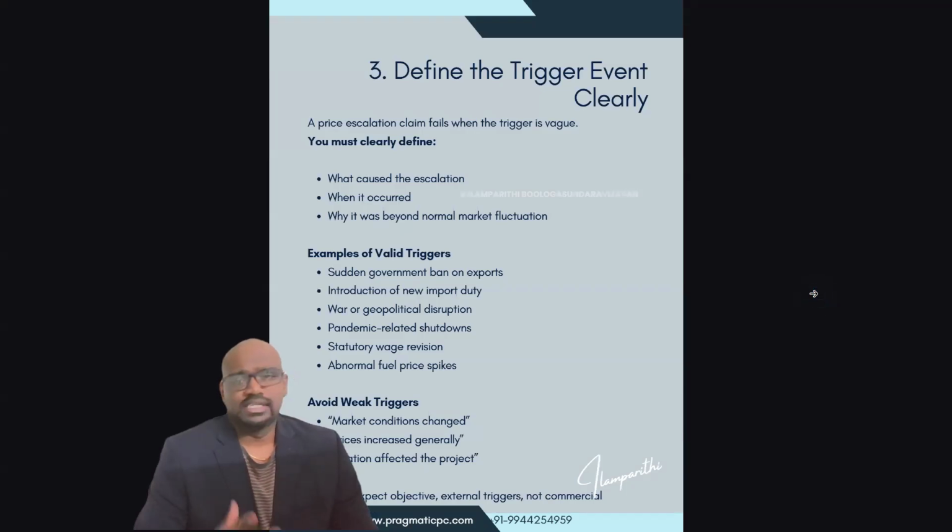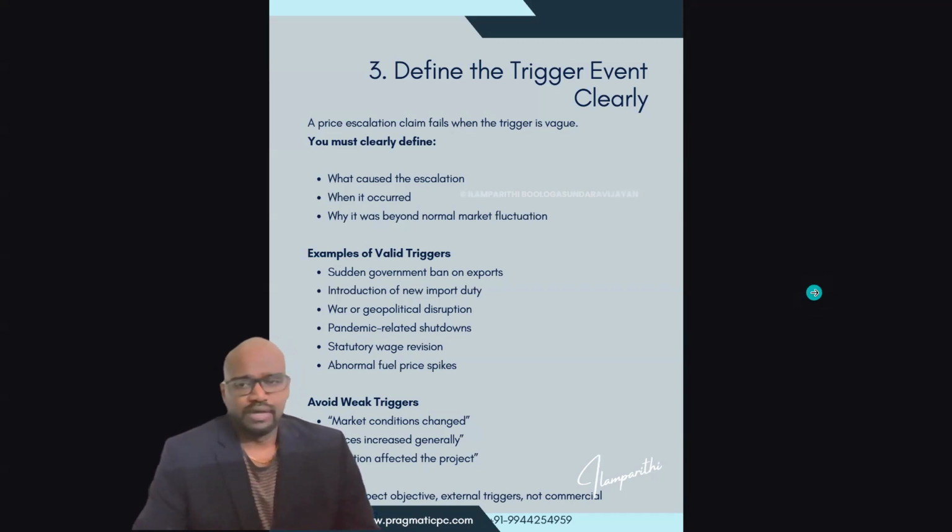So define the trigger event and notify it very early. You must clearly define what caused the escalation, when it occurred, why it was beyond the normal market fluctuation, and why it was not covered by the contingency for fluctuation you considered during the time of bidding.